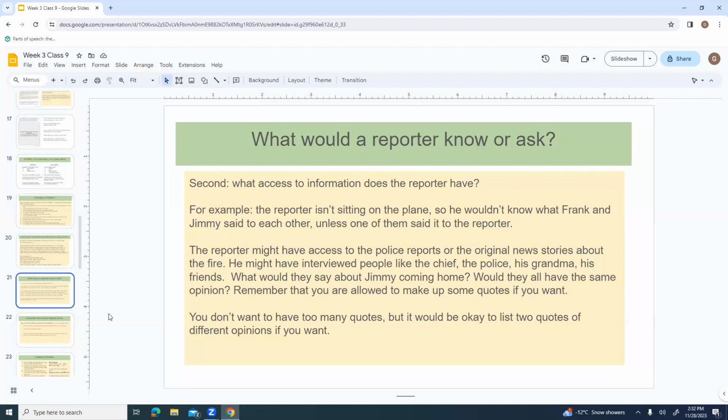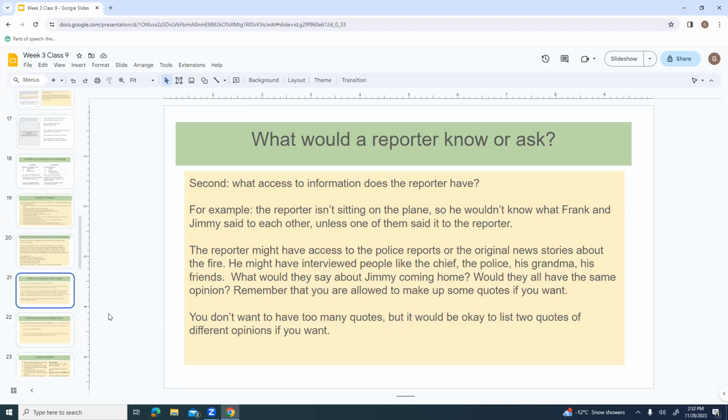So in the chapter, one of the big conversations happens between Frank and Jimmy. And I find a lot of people want to use it in their story because it's where there's a lot of talking. But the problem is there's no reporter on the plane. So the reporter, how would he know what they said to each other unless they said it to him? In which case it might be like, Frank said to the reporter, oh, Jimmy was worried, but I calmed him down. Like they wouldn't have the exact words that they said, right? That wouldn't make any sense because the reporter wasn't there.